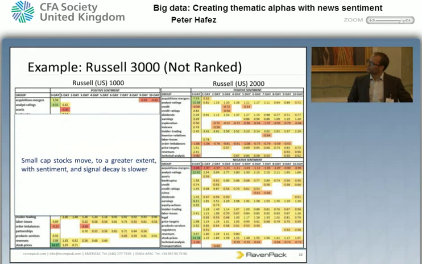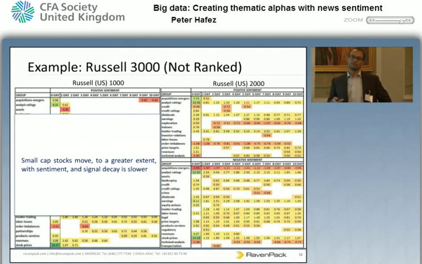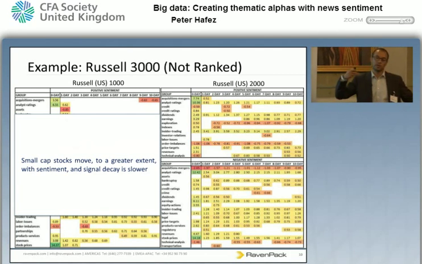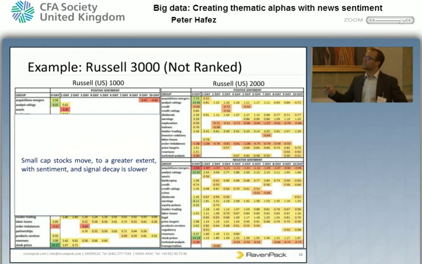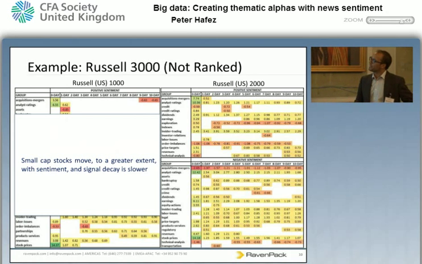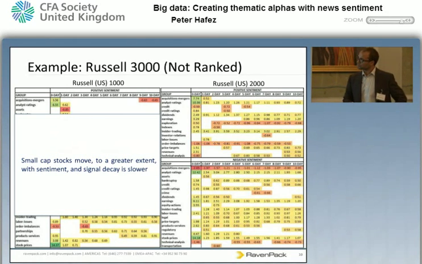If we look at the impact on small cap stocks, you see that generally it moves much closer with sentiment direction. So you don't see this quick overreaction and reversal. It's more like underreaction. It's probably because information gets disseminated slower. Less people pay attention to it, and therefore it lasts for longer, and it's more in line with sentiment.